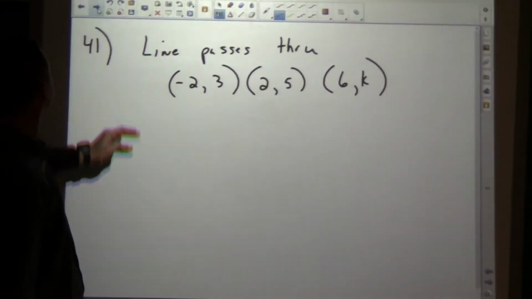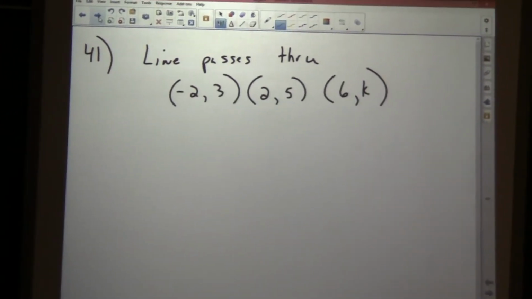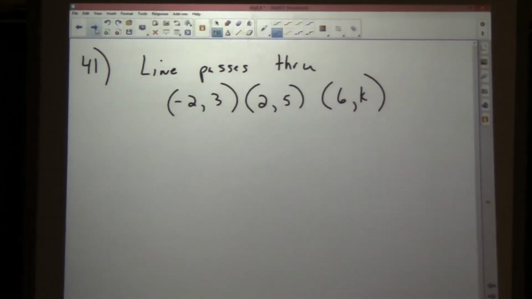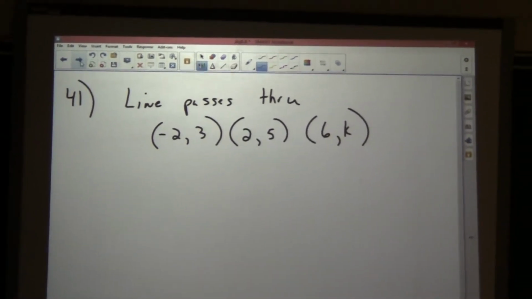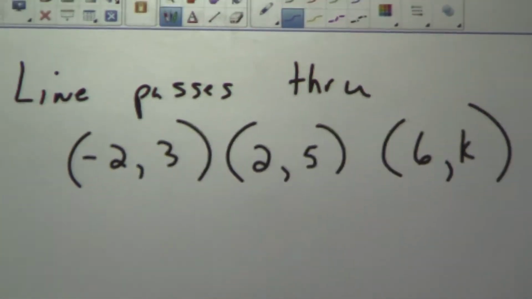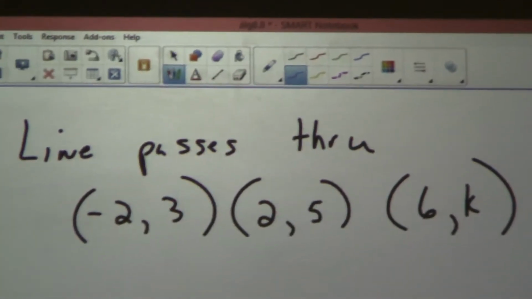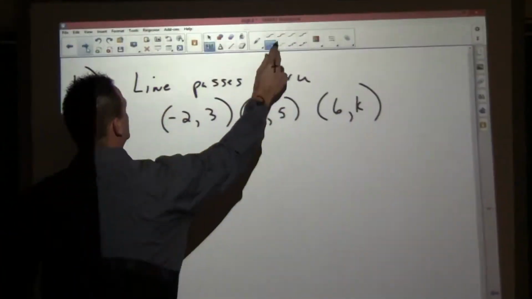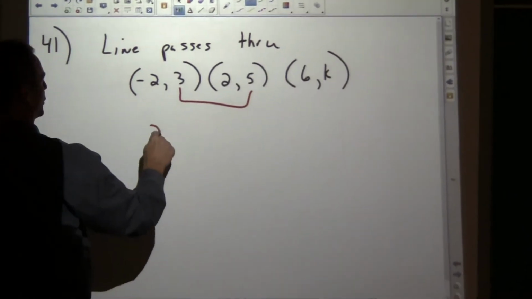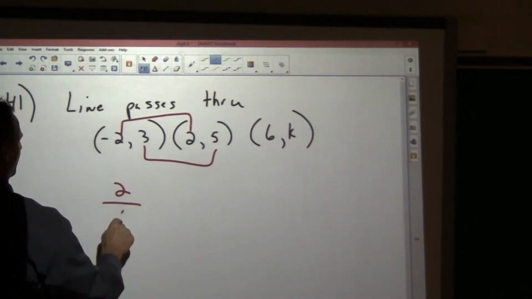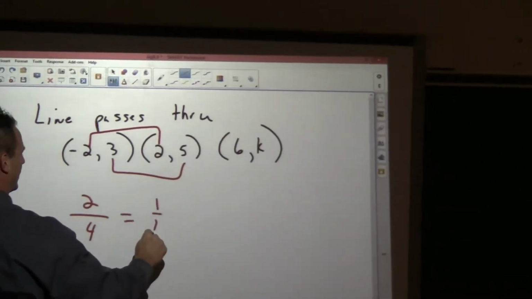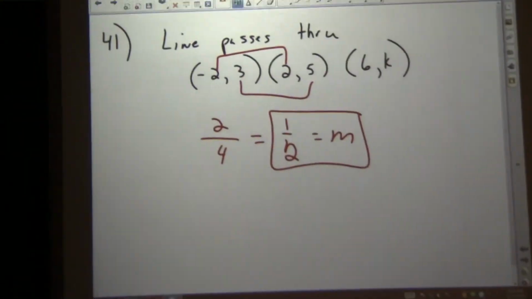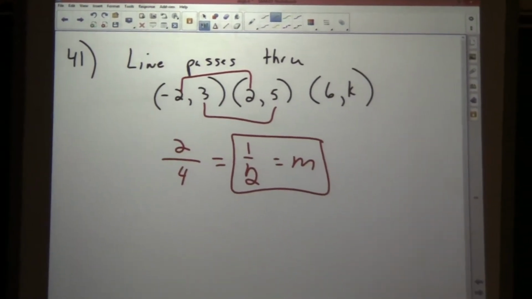41. A line that passes through these 3 points. One thing that's not given to me up here is the slope. Can I find the slope with the information given? Sure, let's do that. The change in y is 2. The change in x is 4. The slope will equal 1/2. Does everyone see that? All right.